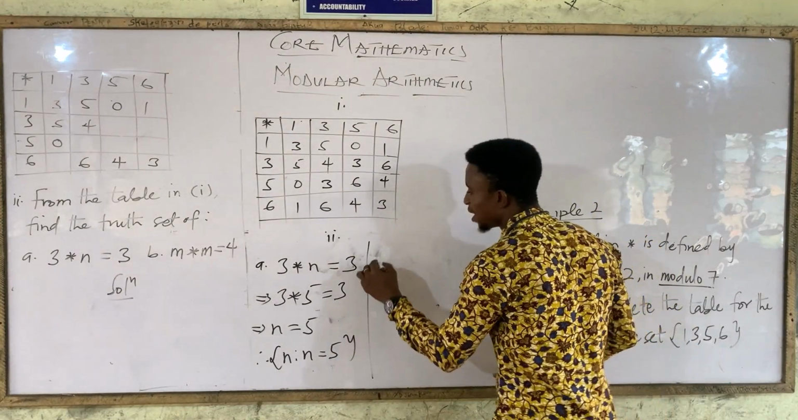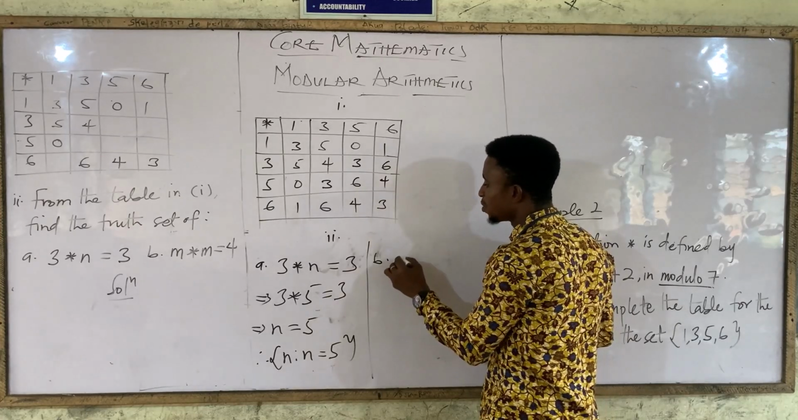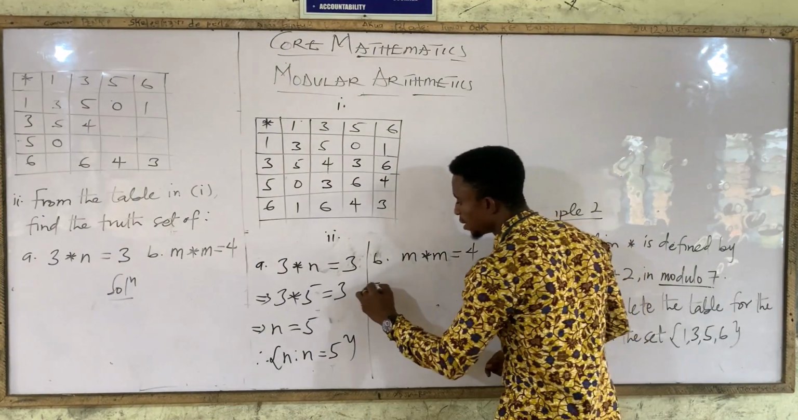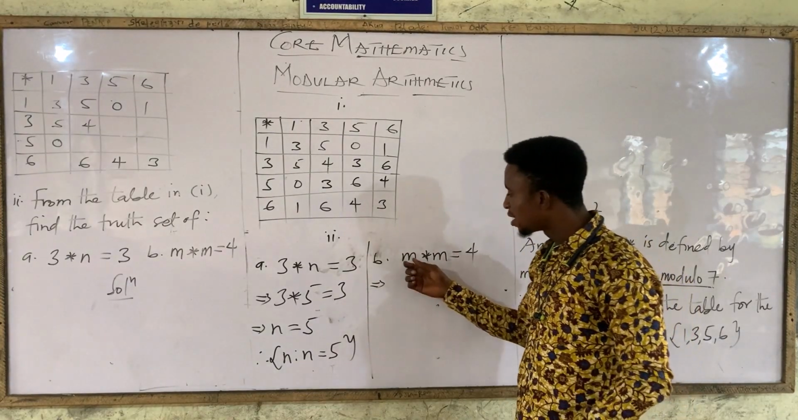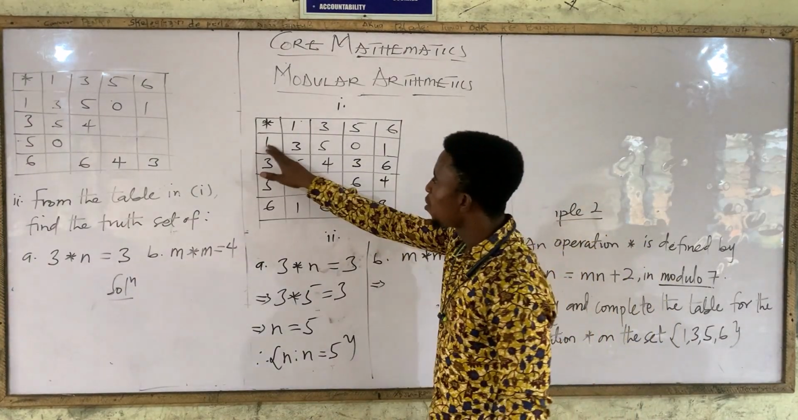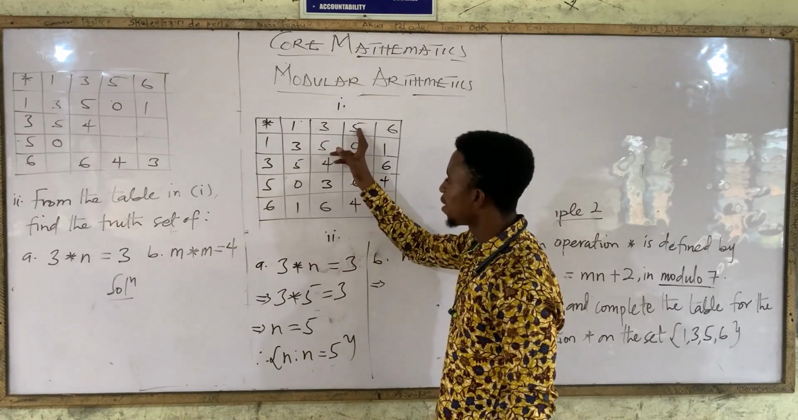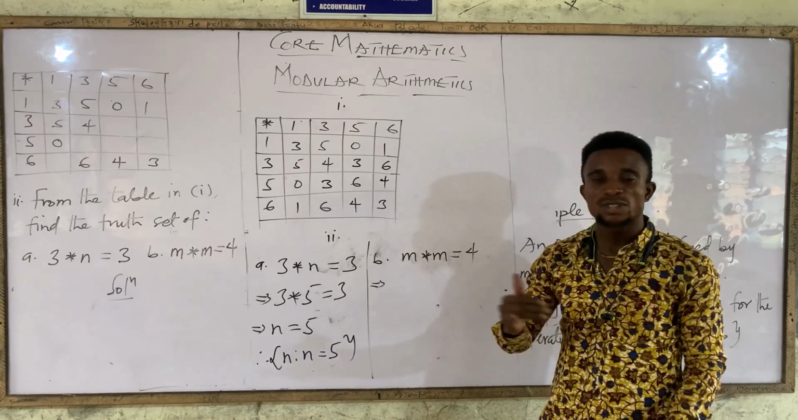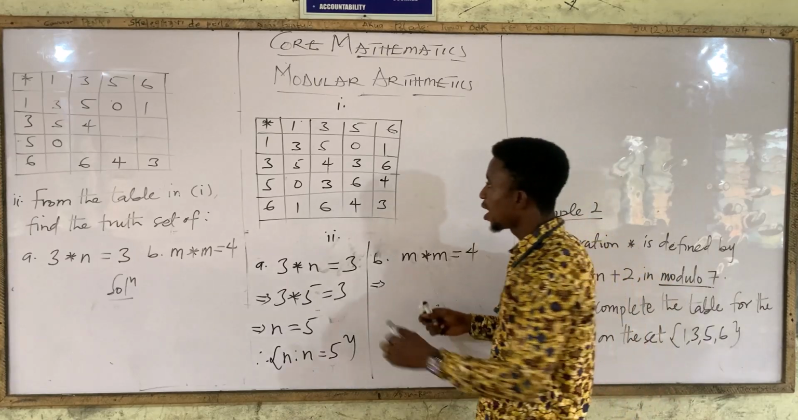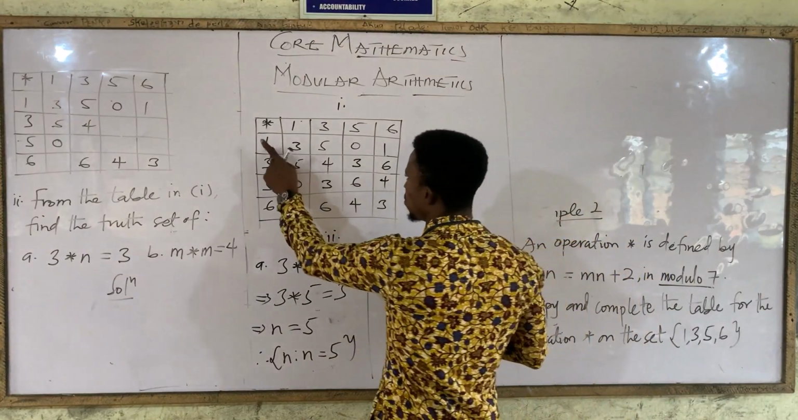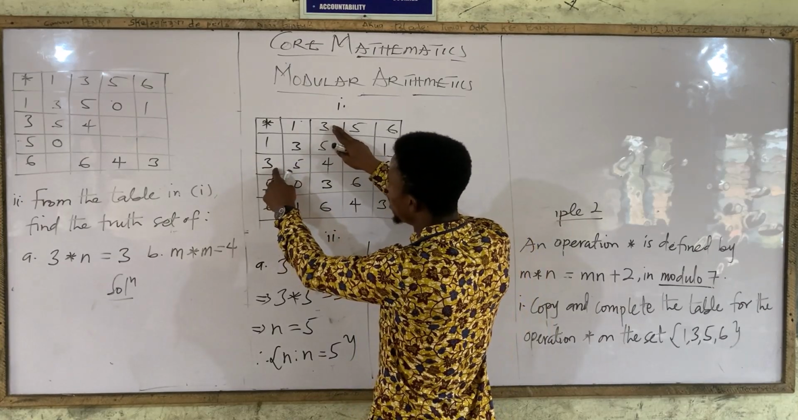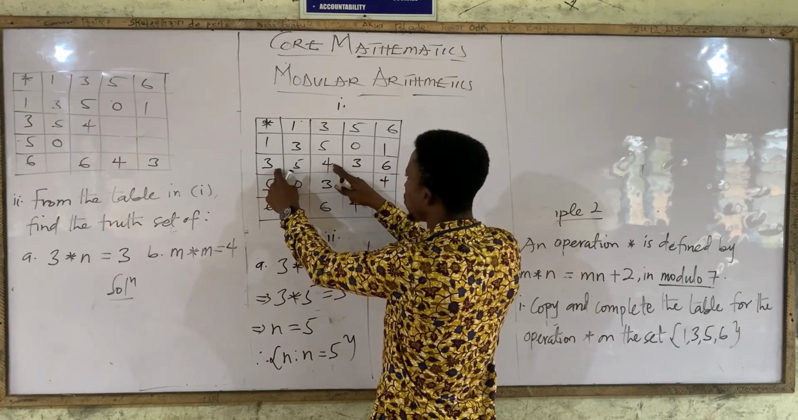Then what about the second one, which is the B? Now that one says m star m is equal to 4. So this implies that what number operates on itself to get 4? Are we getting that? So we have 1 operating on 1, 3 operating on 3, 5 operating on 5, 6 operating on 6. So which one operates on itself to get 4? So that one too we can just express. Okay, so I have m star m. So 1 star 1 is 3, not 4. Then we come to 3 star 3. That one too is 4. Oh, so we've gotten 1.